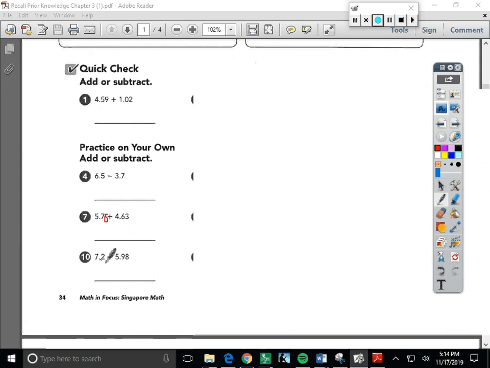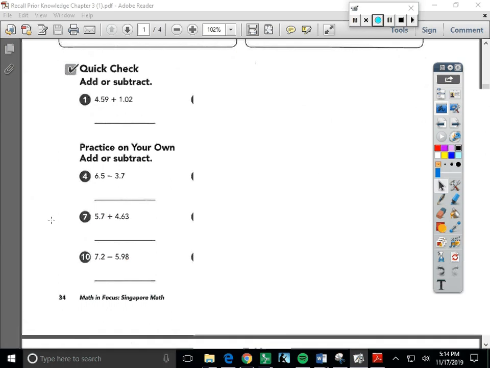I also see a similar problem happening here in number 10. I have a whole number for both, and I have a decimal for both. I have a tenths place for both, but notice that this one goes to the hundredths and the other number does not. You might want to put a placeholder behind the 2 to make it 7 and 20 hundredths when you go to subtract.